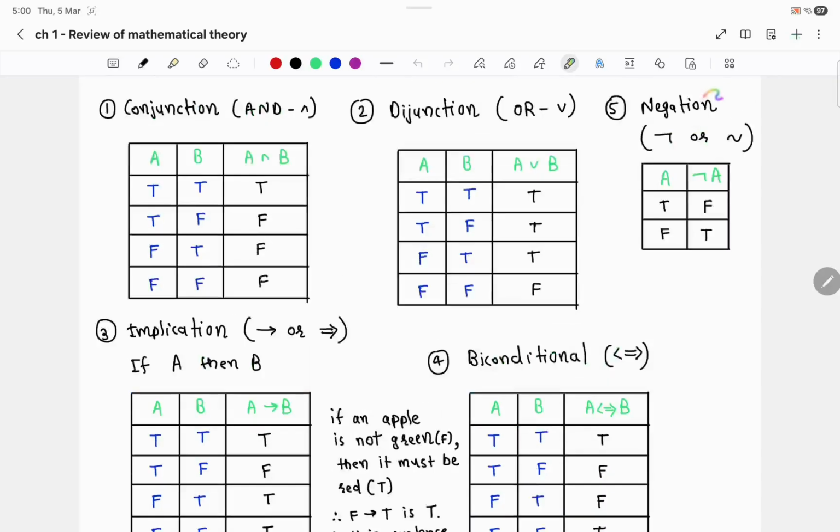The last truth table is of negation. Negation is negative. This is how it is represented. If the statement is true, the negation of that statement is false. If the statement is false, the negation of that statement is true.